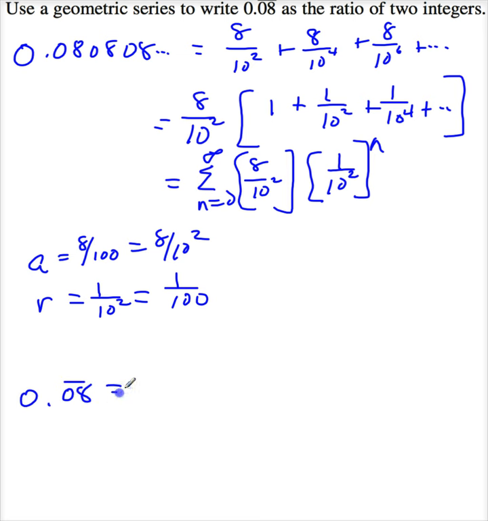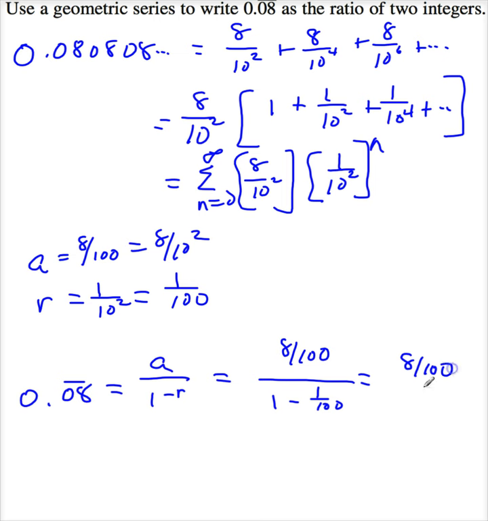So 0.08 repeating is equal to what? It's going to equal a divided by 1 minus r, which is 8 divided by 100 divided by 1 minus 1 over 100, which is going to give you, if I get a common denominator, 8 divided by 100 divided by 99 divided by 100, or 8 divided by 99.